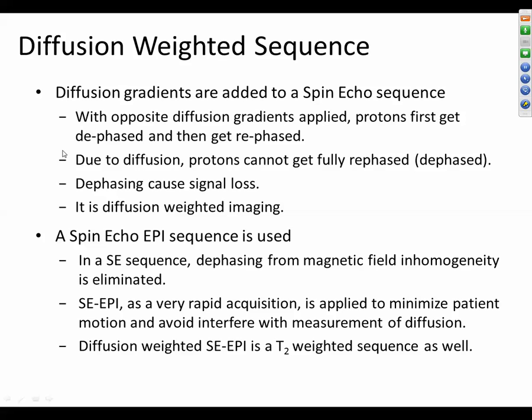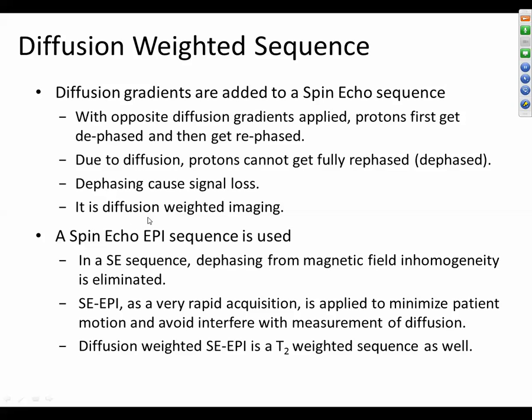Here, let me briefly summarize what we just discussed. Diffusion gradient will be added to a spin echo sequence. The purpose of the diffusion gradient is first to dephase and then rephase those spins. Due to the motion or diffusion, protons cannot be fully rephased after this pair of gradients. So the dephasing can cause signal loss. This signal loss is related to how much you move, or the motion, or the diffusion. So this type of image is diffusion weighted imaging.